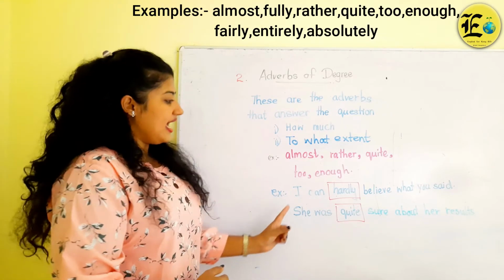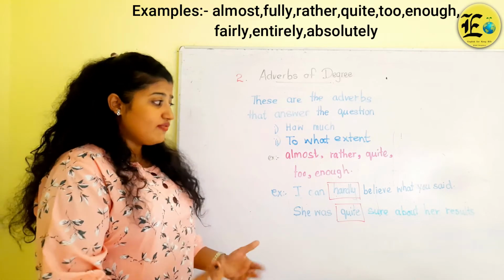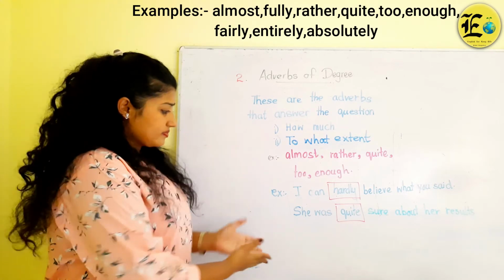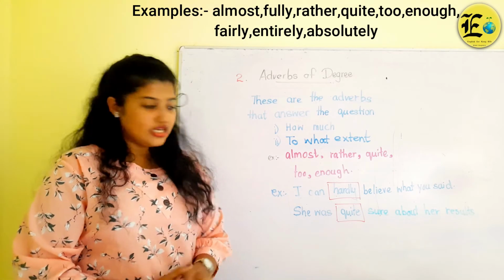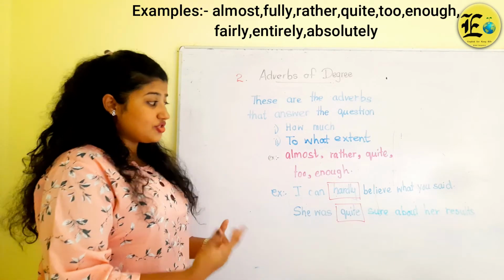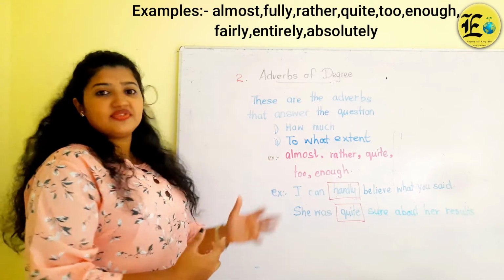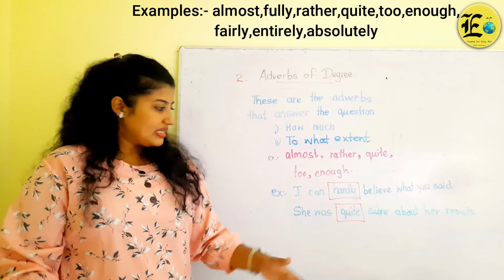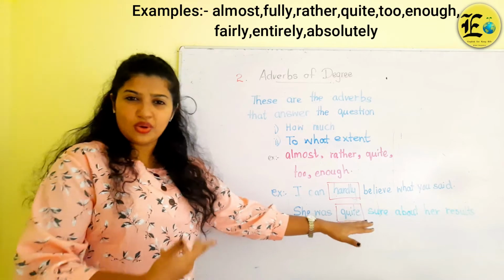It sounds like this: I can hardly believe what you said. You cannot say, I can believe what you said hardly. That's impossible, right? That sounds wrong. Let's have a look at the second sentence: she was quite sure about her results. You cannot say that she was sure about her results quite. That's also wrong. So remember, adverbs of degree show how much or to what extent an action has occurred. So here it's believing hardly and being quite sure.